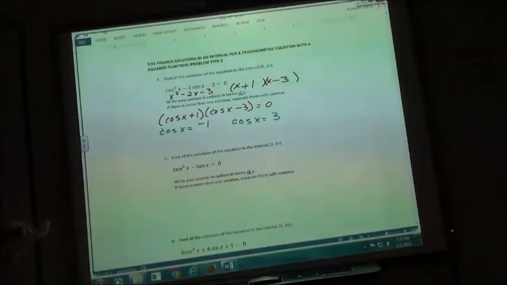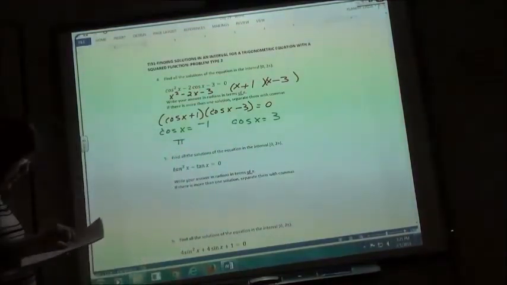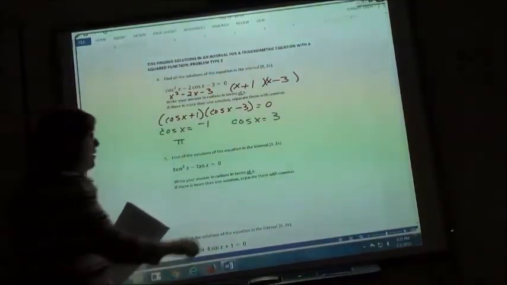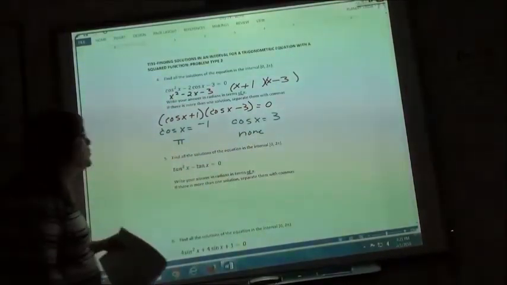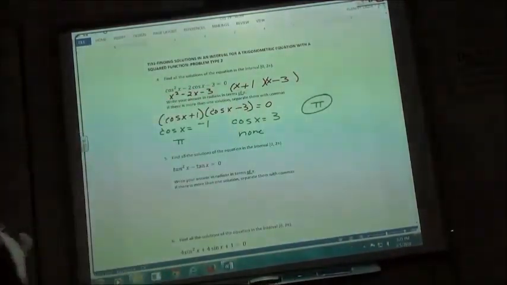Under my cosine, where does it equal negative 1? At pi, if I look, that's the only place I see a negative 1. Where does my cosine equal 3? If I look down my list, there is nowhere that it equals 3. And so on this one, the only answer I'm going to have is just pi.